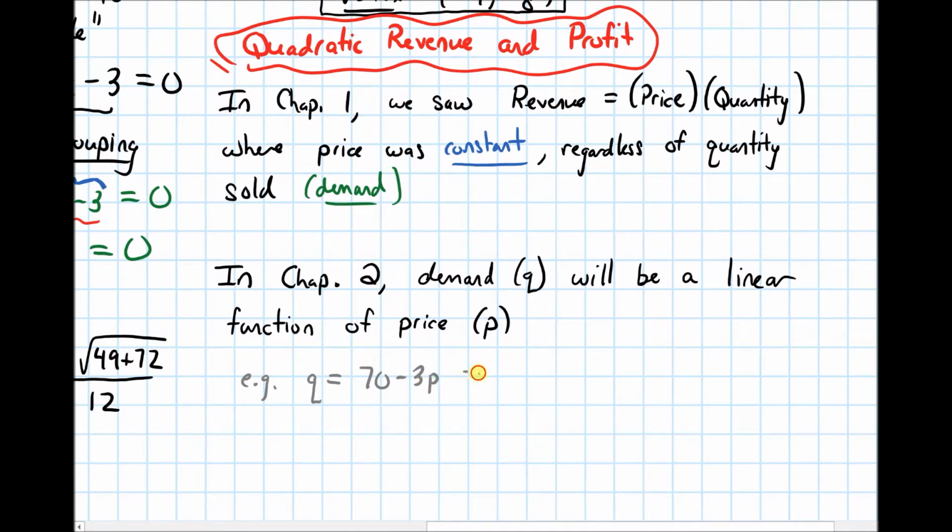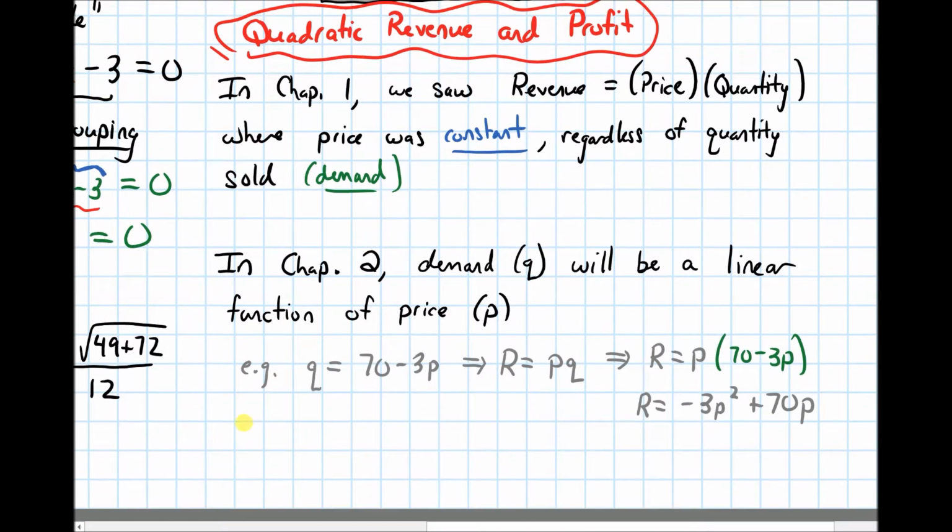So if we were to take that and plug that into this formula for revenue, so revenue equals P times Q, then what we end up with is revenue equals P times, and now substituting in the 70 minus 3P. And then if I distribute this out, we get revenue equals negative 3P squared plus 70P, and that is a quadratic. So this is a quadratic right here.